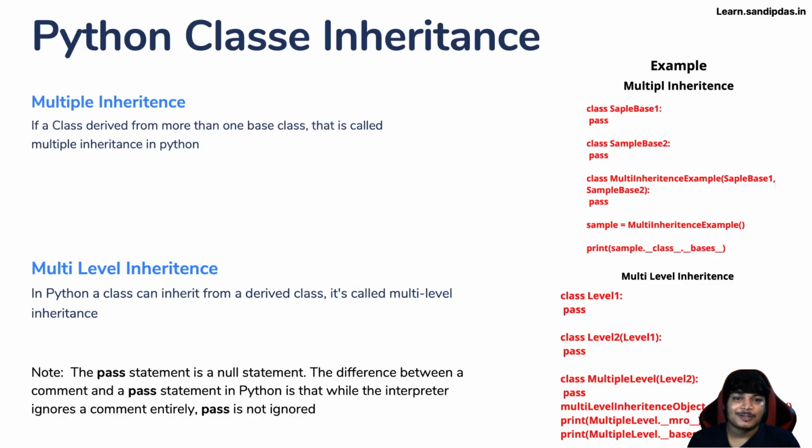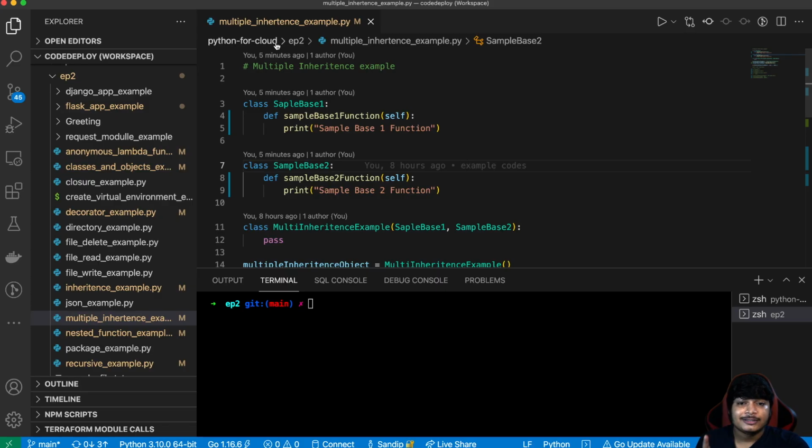Now let's learn about Python class inheritance. First, let's talk about multiple inheritance. If a class is derived from more than one base class, this is called multiple inheritance in Python. Now let me show you a quick example. You will find the multiple inheritance example in the multiple_inheritance_example.py file.